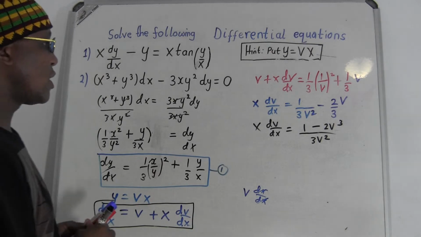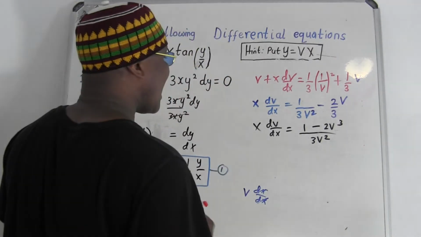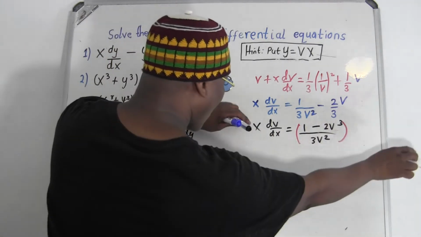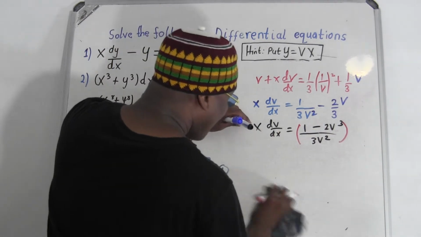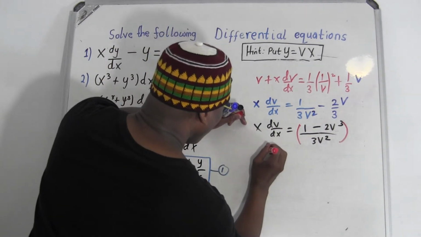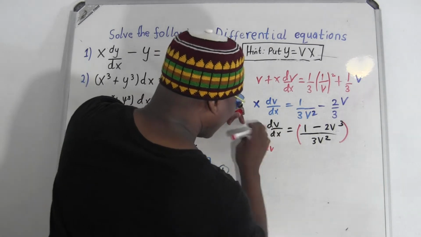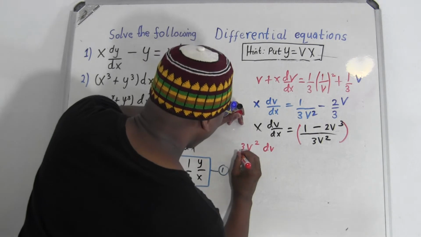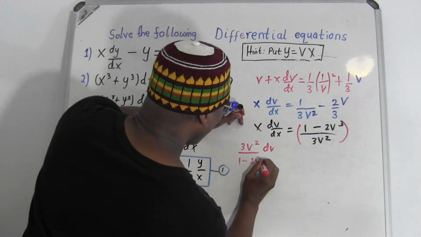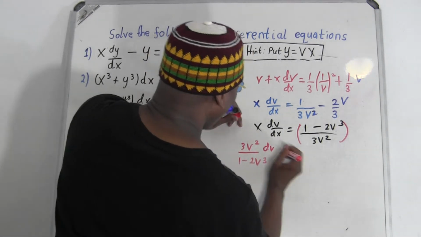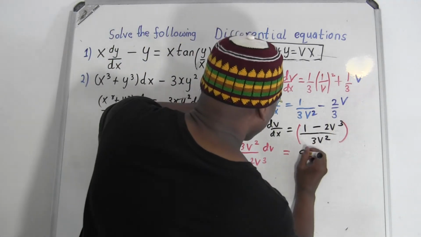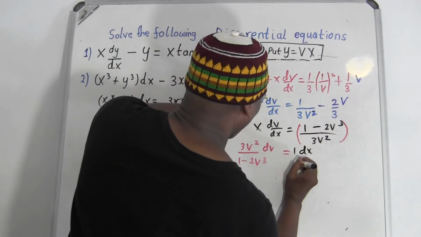So what I can do, let me put x together and this other one together. I'll take this v and this x is going to go over. So I'm going to write dv, take this one here, it's going to become 3v squared, and then this is going to come at the bottom, 1 minus 2v cubed equal. So here is going to become dx, and this is going to become 1 over x.